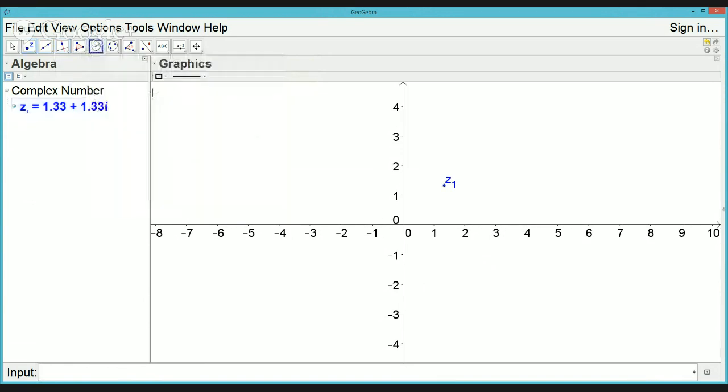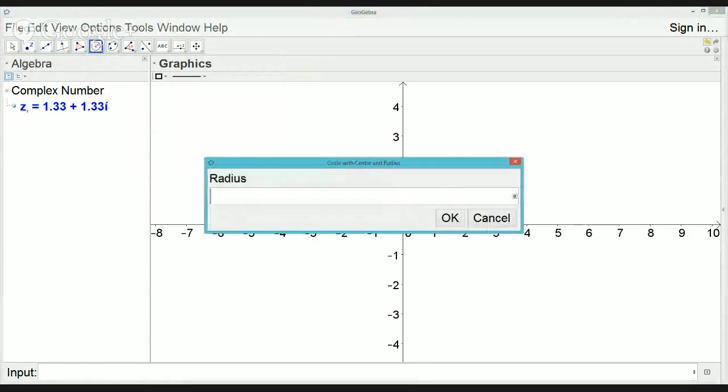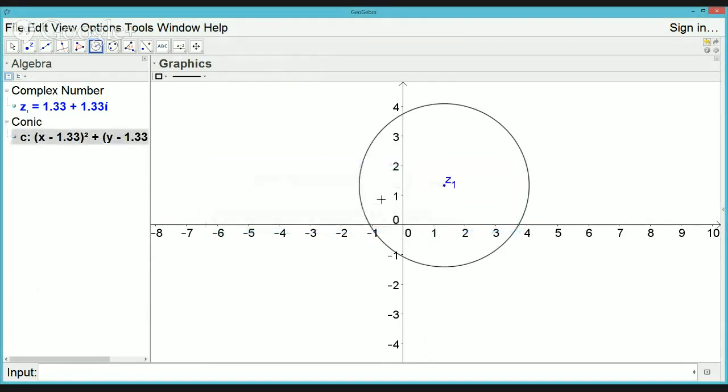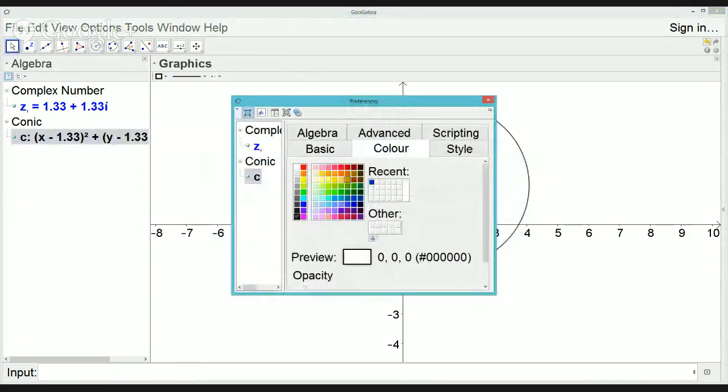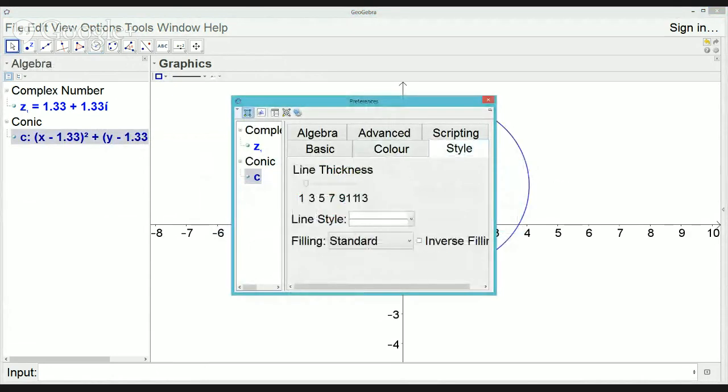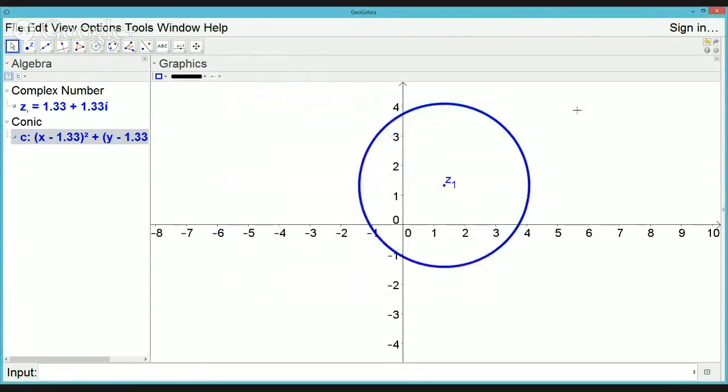Okay, so let's choose that point and let's go for the radius now. So the radius is this. Okay. There we go. There is our circle. Let me make it a bit thicker. Okay, let's make it blue or something, and let's increase the thickness. Okay, so there you go.